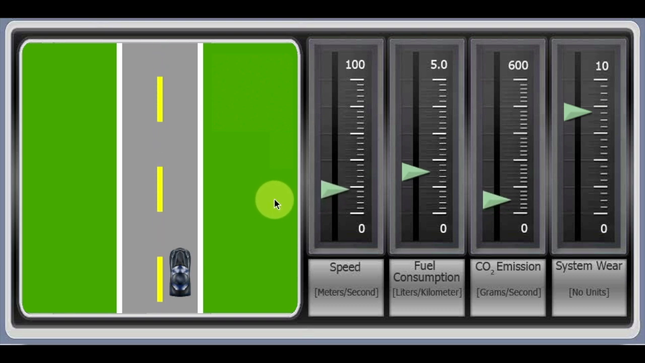Don't forget to save your data, and that you can use the other two simulations as part of your study.